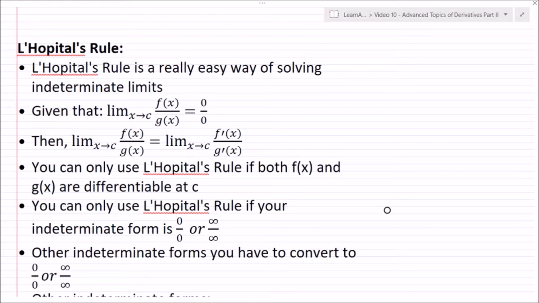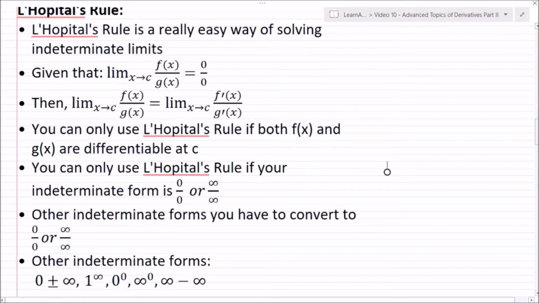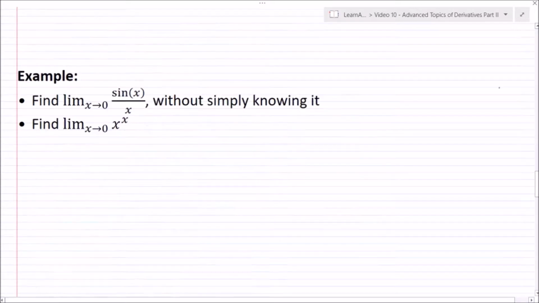It's also important to note that you can only use L'Hopital's Rule if your indeterminate form is 0 over 0 or infinity over infinity. Now, I talked about earlier that we have these other indeterminate forms, and I told you not to worry about them. Well, now you should know those. And note that if you get one of these, you have to try to convert it to 0 over 0 or infinity over infinity to use L'Hopital's Rule.